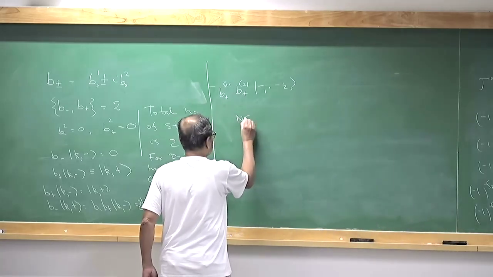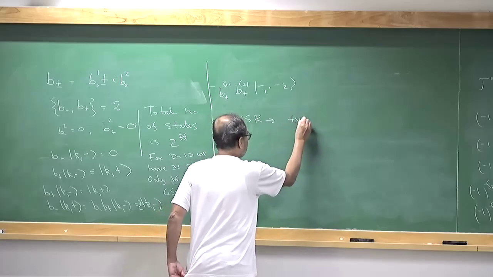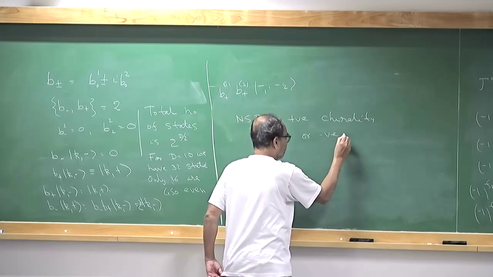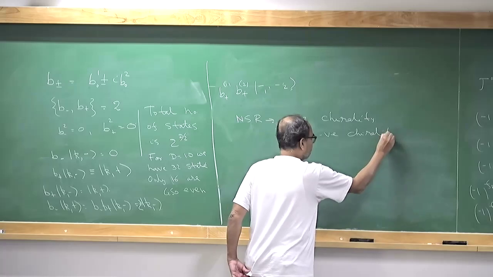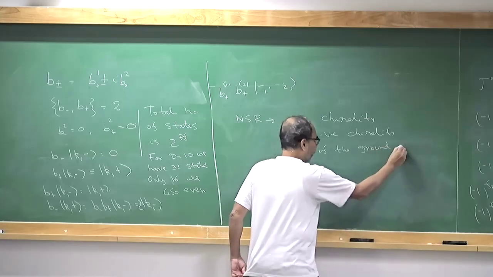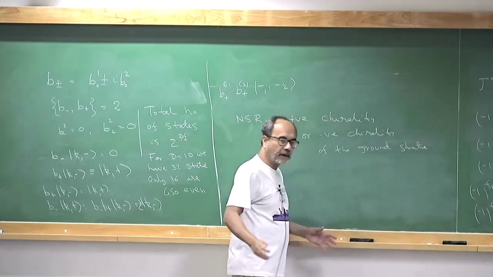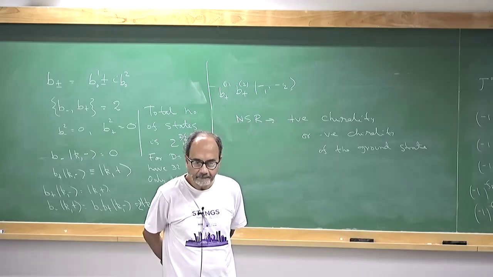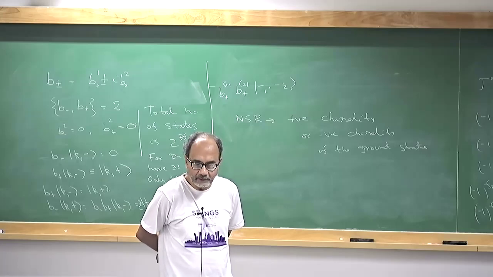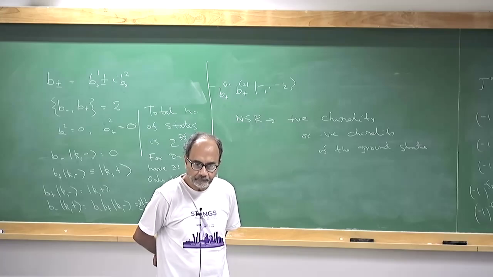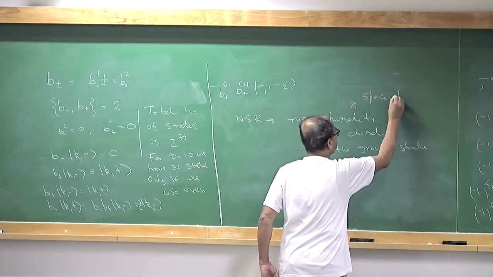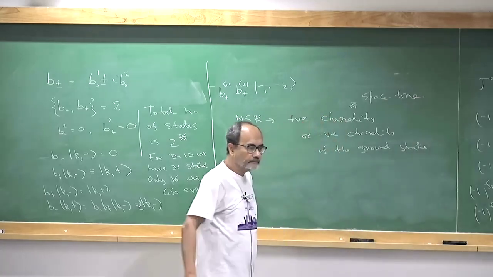So for NSR, we can choose positive chirality or negative chirality, as to whether you are taking an even number of plus states or an odd number of plus states. No, this is space-time chirality, because now you are talking about what kind of spinor representation of SO(d-1) it is. So this chirality refers to space-time. Yeah, like gamma 11.